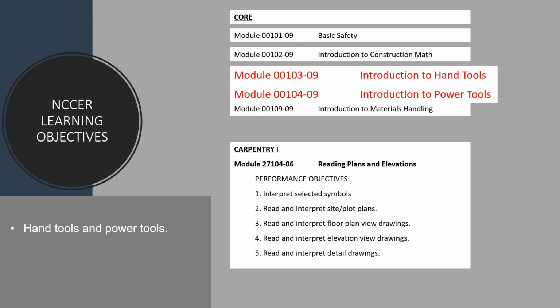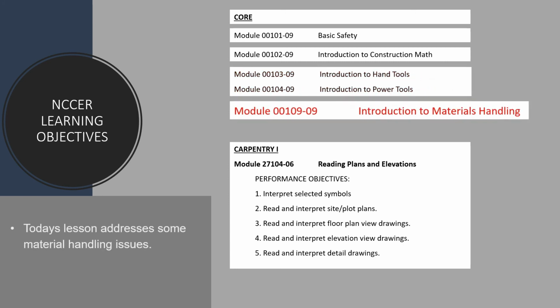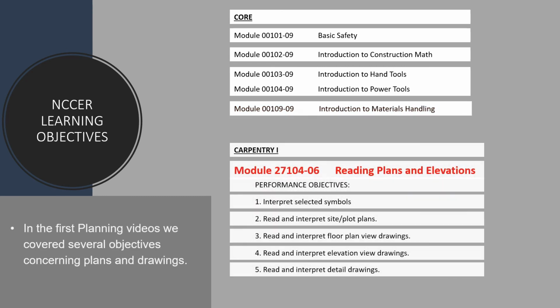All right, we talked about hand tools, we talked about power tools. Today's lesson addresses some of the material handling issues. We talk about setting up for materials and for efficiency. Shown here in reading plans and elevations, here are some of the performance objectives required in our curriculum, Carpentry 1.